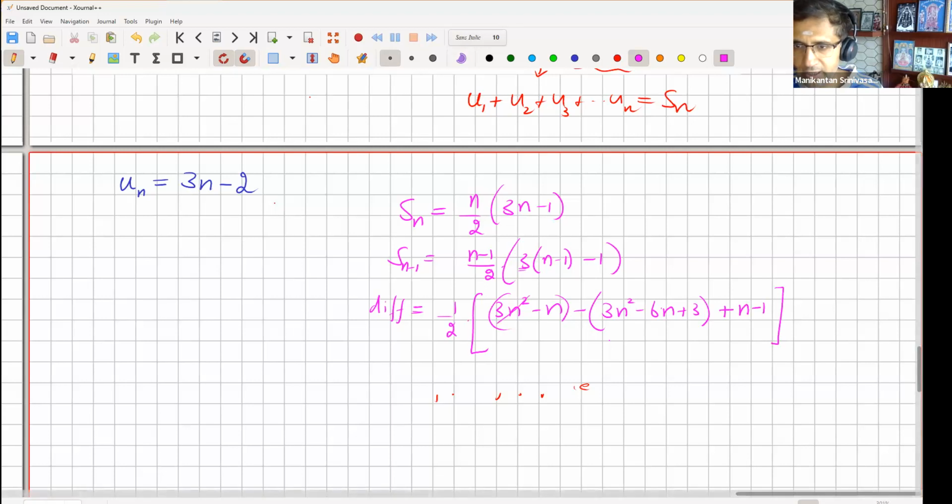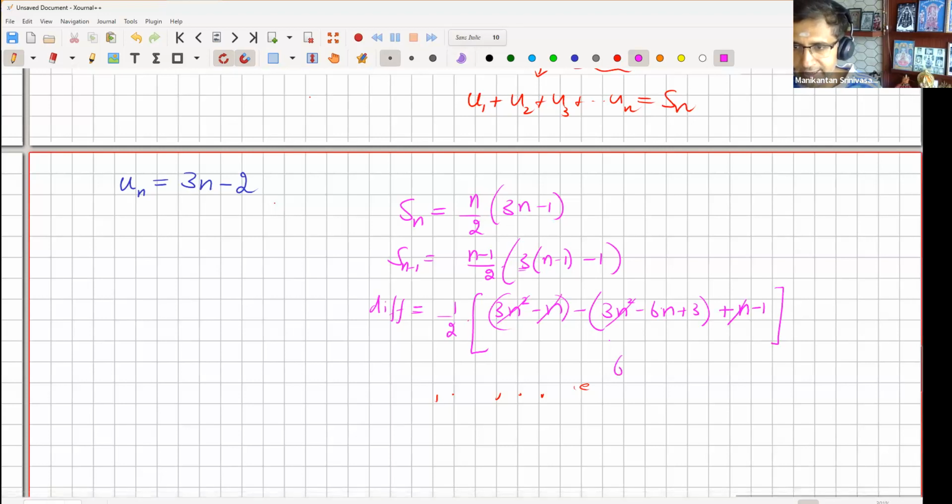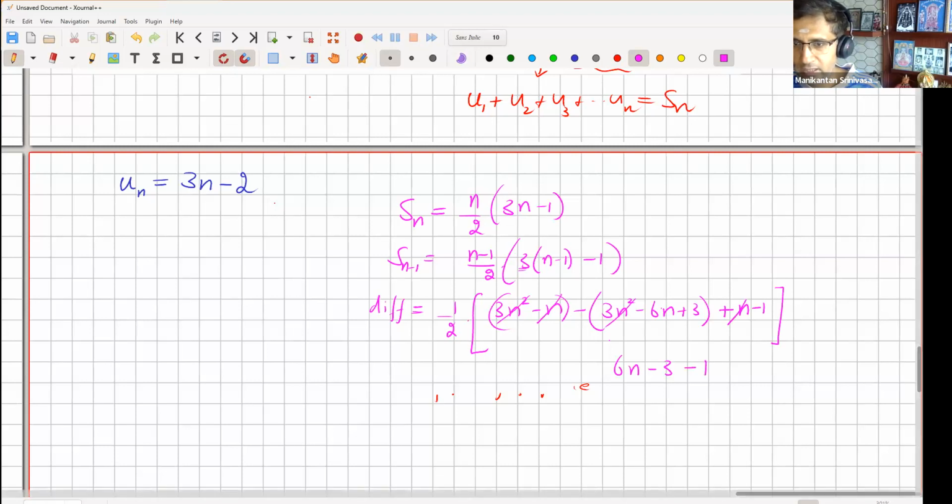So 3n square cancels with 3n square, minus n cancels with this plus n. So what I have ultimately is 6n minus 3 minus 1 whole divided by 2, which is 3n minus 2 indeed.